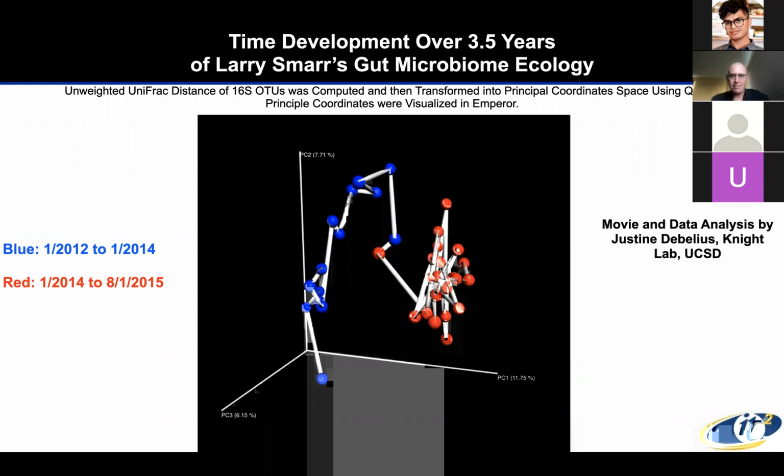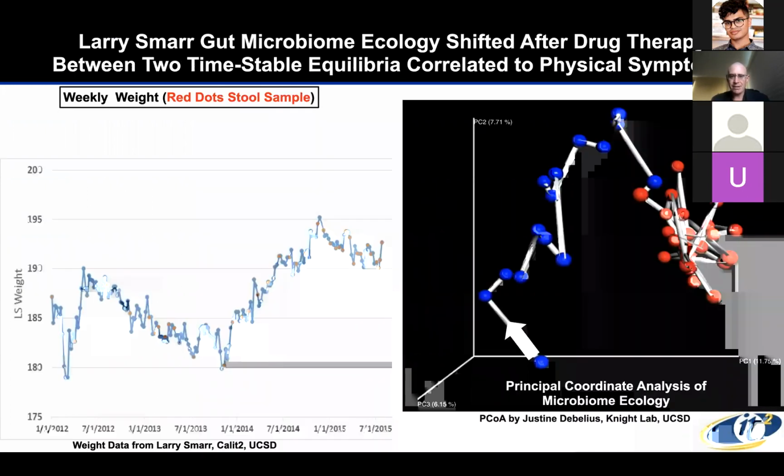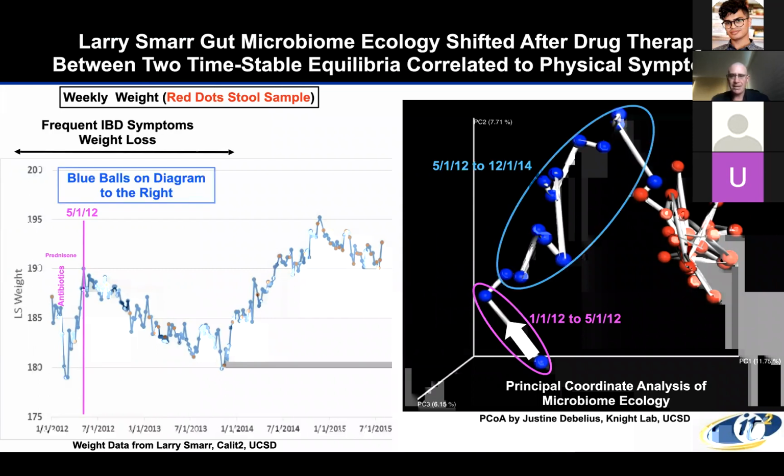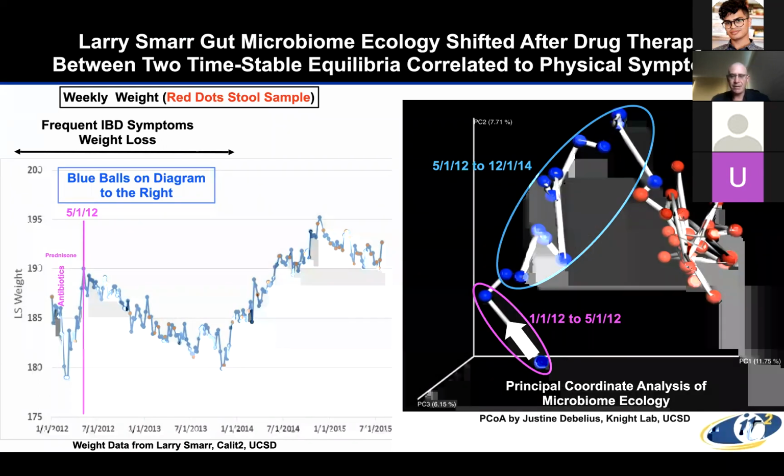So that's cool, you're probably thinking, but what does it have to do with Larry's health? And that's where we can take all of Larry's health data and cross-reference it. What we can see is that the initial shift in microbiome ecology was caused by antibiotics. And then this directional period where he's having frequent IBD symptoms and losing weight, that's where he's directionally moving through the blue.